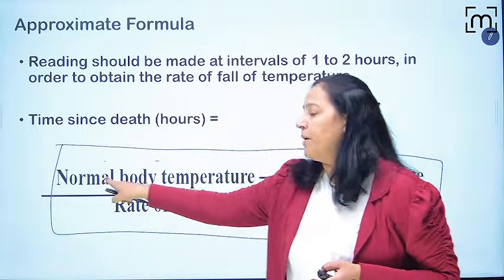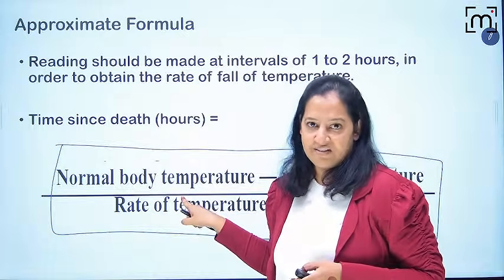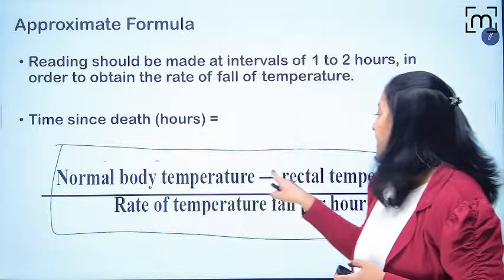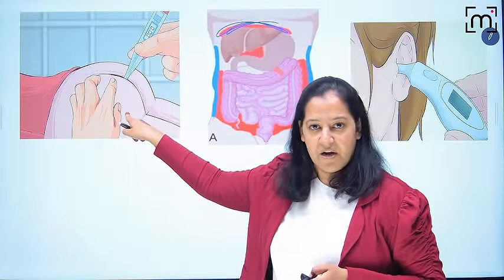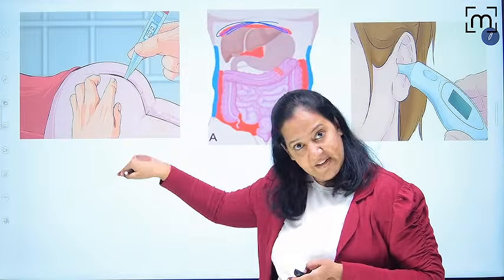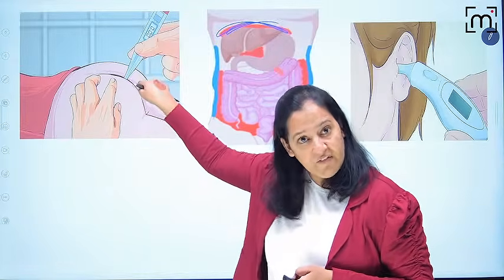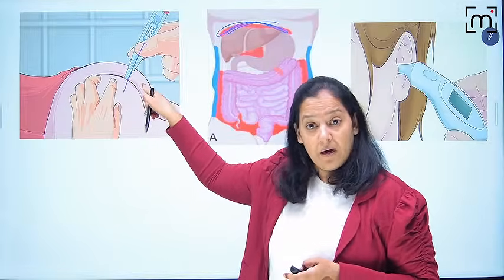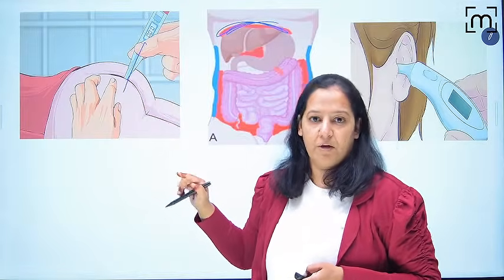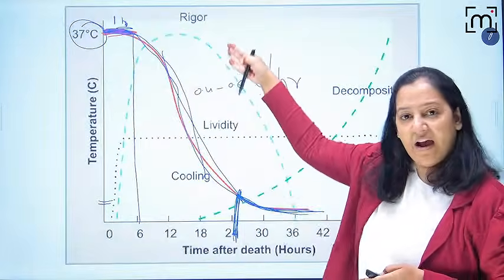The numerator is normal body temperature, that is 37 degrees Celsius, minus rectal temperature. I told you, rectal temperature is the best temperature. You measure the rectal temperature of the dead body. So 37 degrees Celsius minus whatever temperature you are measuring right now. The rectal temperature will depend on the time you are measuring, because at what phase you are measuring, I don't know.